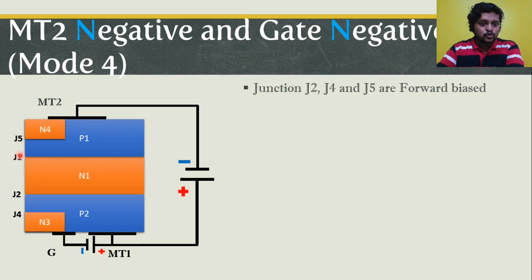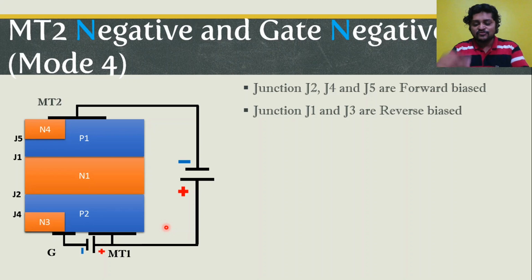Now let's see which junctions will be forward biased and which junctions will be reverse biased. Junctions J2, J4 and J5 will be in forward bias condition, whereas junctions J1 and J3 will be in reverse bias condition. We are not looking at the J3 junction, as it is not useful for this particular mode. So junctions J2, J4 and J5 are in forward bias condition. Obviously they allow the charge carriers to get transferred within the device.